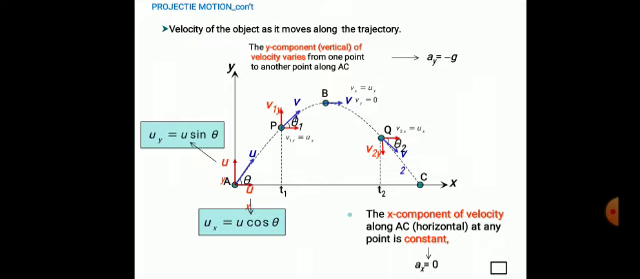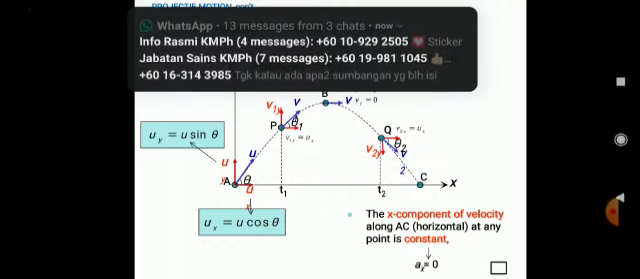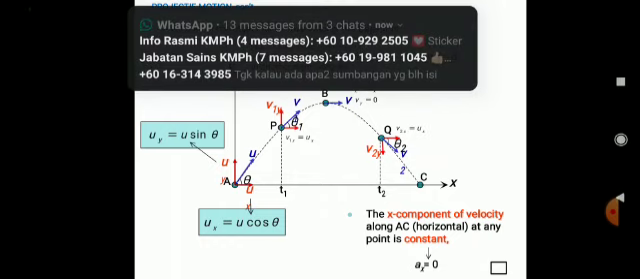So we can see that at all these points, the x components of velocities are constant. There are no changes of velocities along the x component. It means there is no acceleration at all present along the x component. So ax becomes 0. This is the basic concept of projectile motion that you must know.